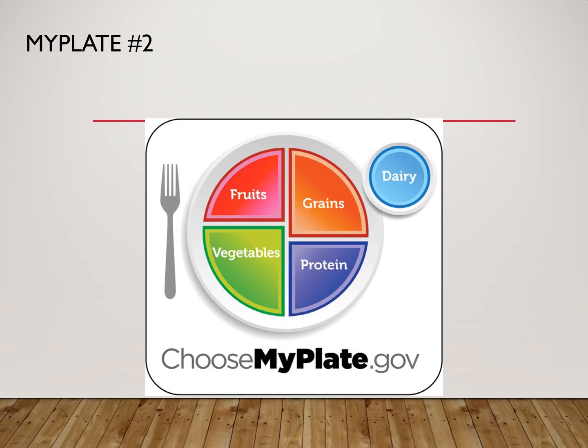In review, choose MyPlate.gov. MyPlate is color-coded to show the 5 groups of foods that should be consumed each day in the following proportions: 30% grains, of which half are preferably whole grains, 30% vegetables, 20% fruits, 20% protein, which are accompanied by low-fat, non-fat milk or other reduced fat dairy products.